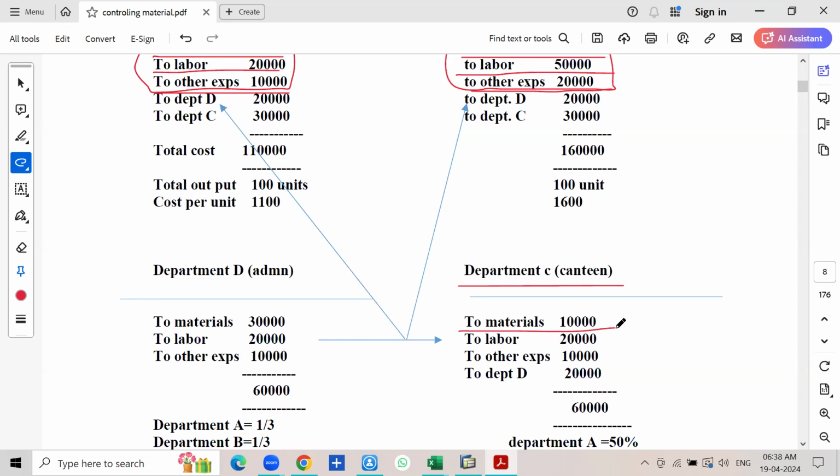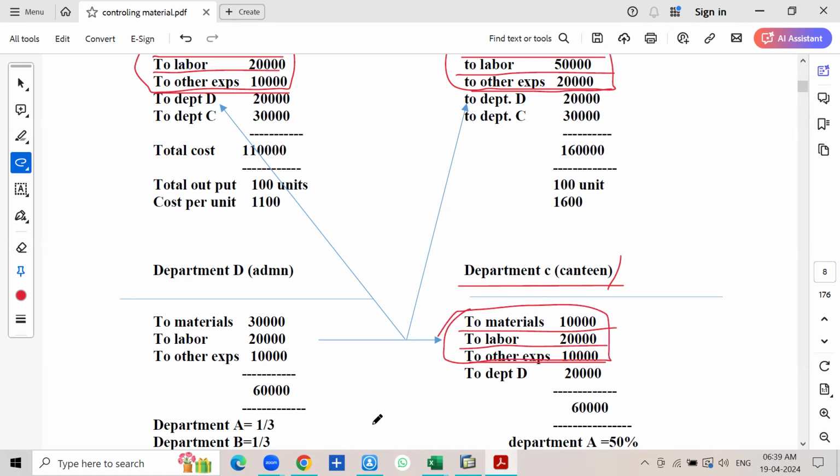Then in the canteen, there is a canteen manager, chefs, stewards, cleaners, servers, canteen assistants, and so on. All these people work in the canteen department, so the wages paid to these people is directly identified with the canteen. So to labor, 20,000. Then there are some other expenses directly incurred for department C. So to other expenses, 10,000. These three are the direct expenses for department C.